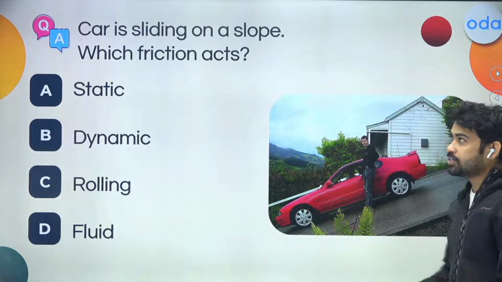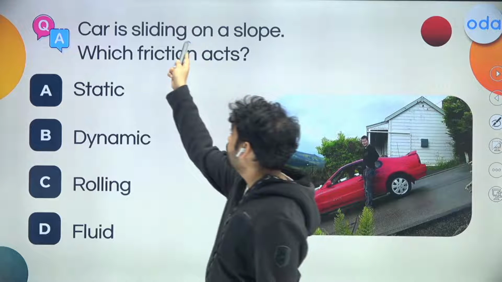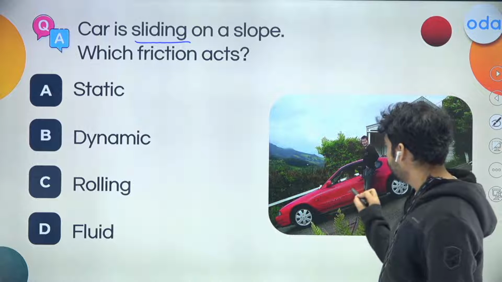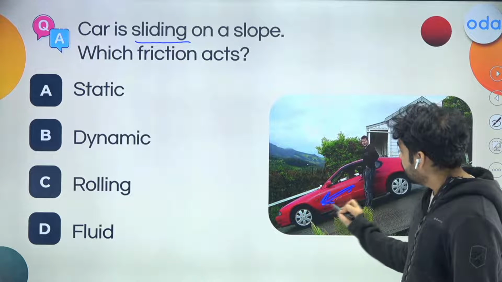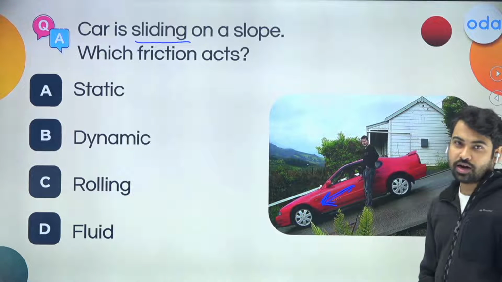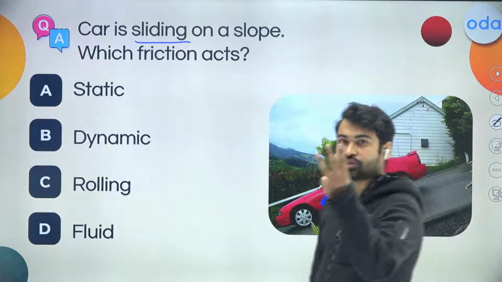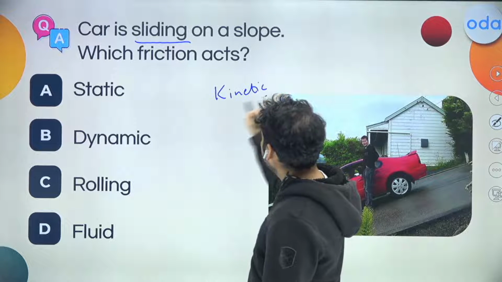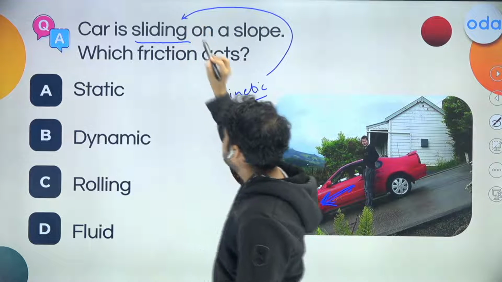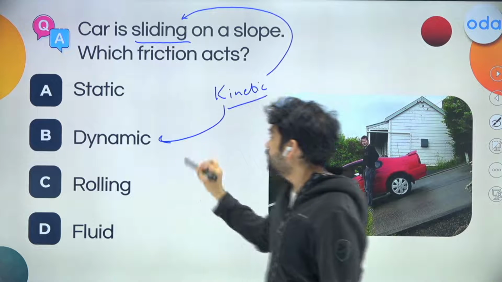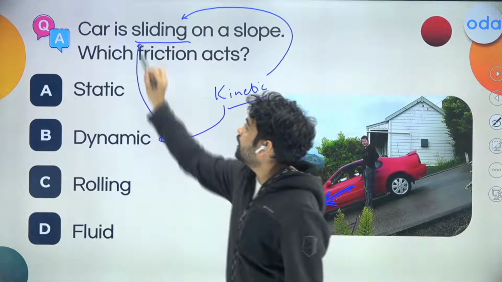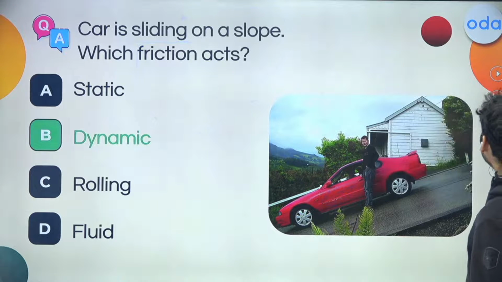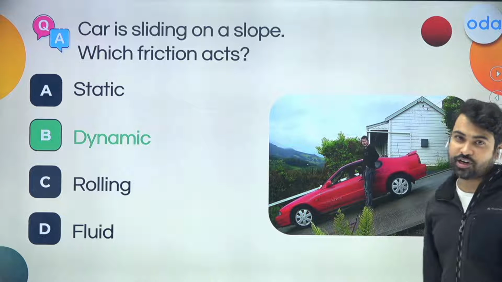Now, another case, and this time another word. The car is sliding on a slope. Now, if it is sliding, if it is moving like this, then which friction will act? I think you know that there were three frictions: kinetic friction, sliding friction, and dynamic friction, which were all the same. So all three are same. That means we can say that dynamic friction over here is correct.